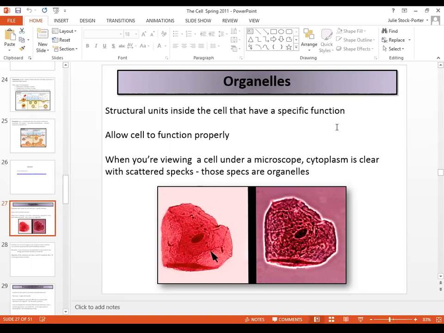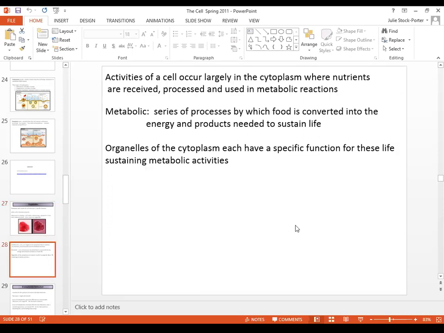Structural units inside the cell that have a specific function are the organelles. They allow the cell to function properly. When you're viewing a cell under a microscope, the cytoplasm is clear with scattered specks, and those specks are the organelles. So all these little things that you're looking at are actually organelles in your cell.